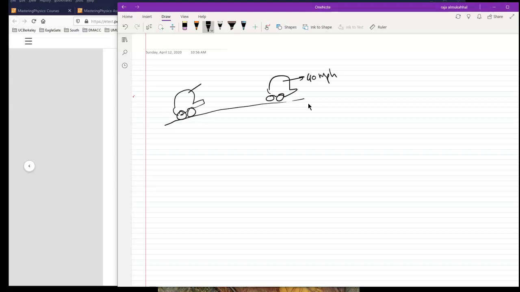You're going faster than me. Let's say you're going 60 miles an hour, okay? Of course, you're going to pass me, right? Eventually, you're going to pass me. Now, when you pass me, if I'm looking at you as you pass me, what is your speed relative to me? It's going to be 20, right? You agree with me on that?